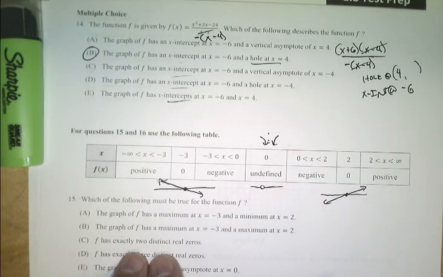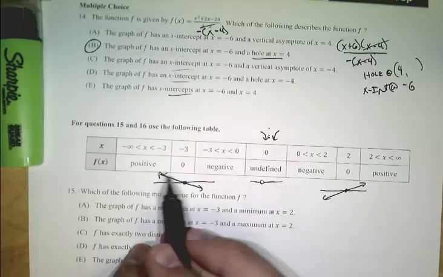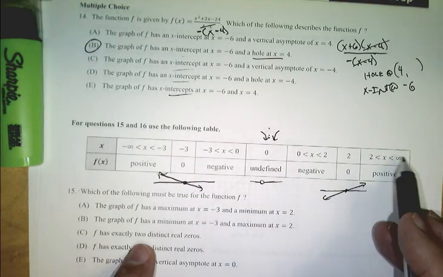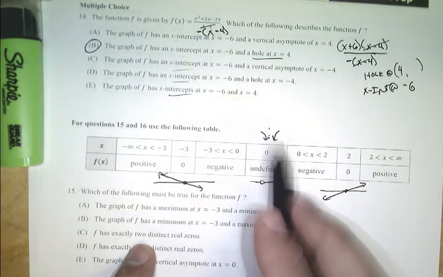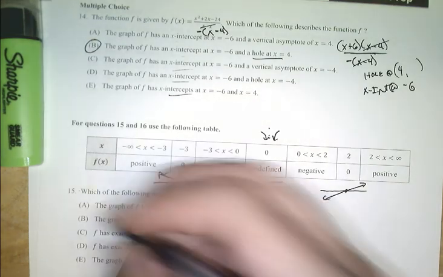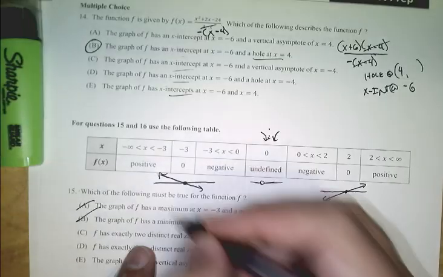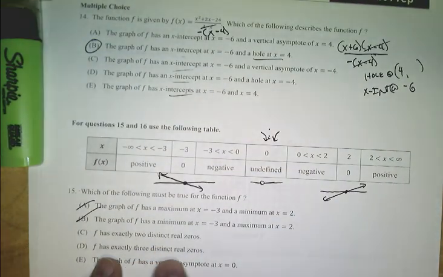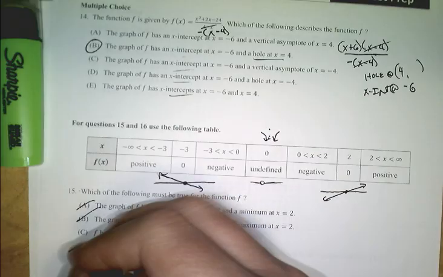f has exactly 2 distinct real zeros. That is true, because this is from negative infinity to positive infinity. This is the only removed value, so this one might work. So those two are out. f has exactly 3. Nope, definitely does not have exactly 3.